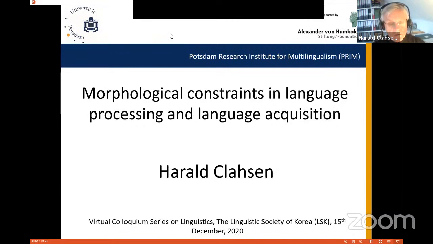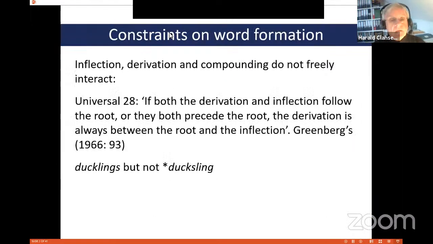Okay, so let's start with some linguistic background. Morphological systems are constrained in how inflectional, derivational, and compounding processes may interact with each other. There is, for example, a general tendency for inflectional suffixes to attach outside derivational ones across languages. This is captured in Greenberg's Universal 28, according to which derivational suffixes usually occur inside inflectional ones and not vice versa. So in English, for example, forms such as ducklings, with the plural suffix appearing after the derivational suffix, are fine, but not the reverse, ducksling. So that's in line with Greenberg's universal.